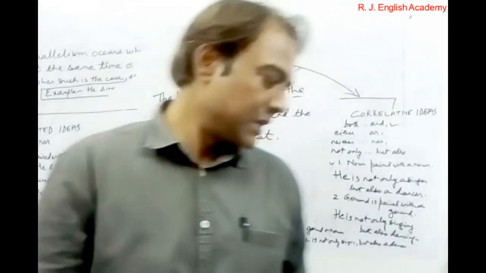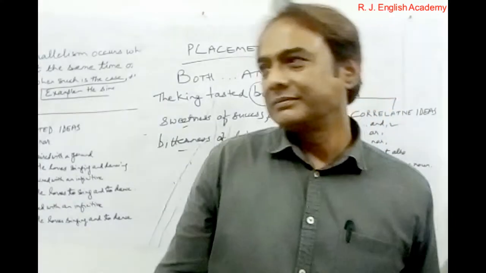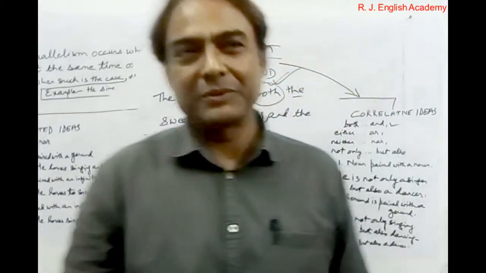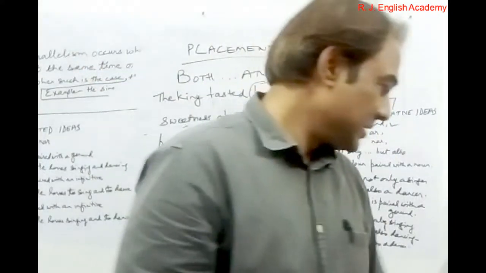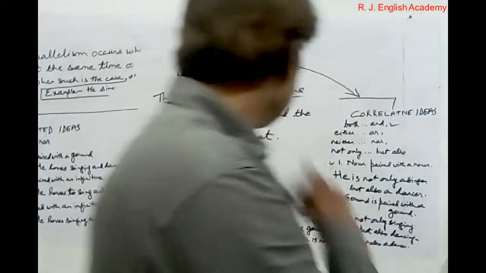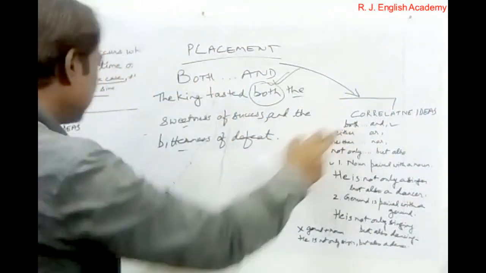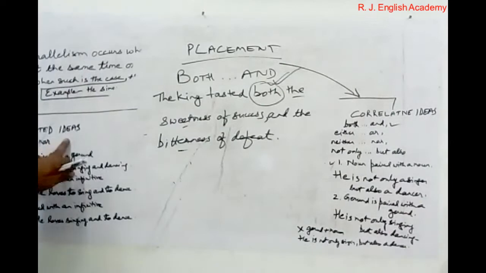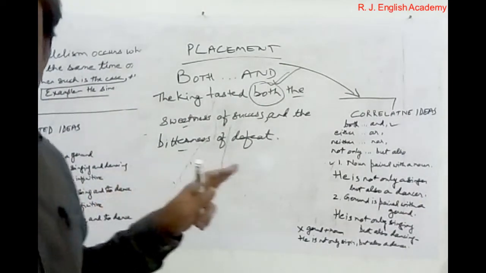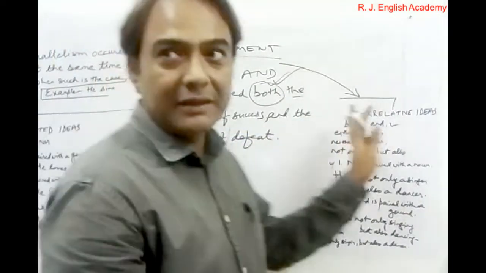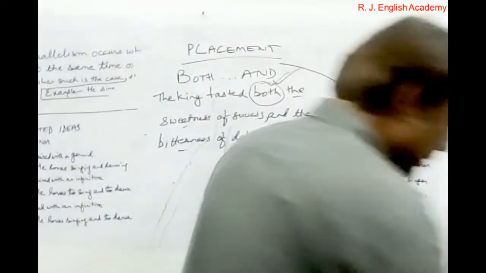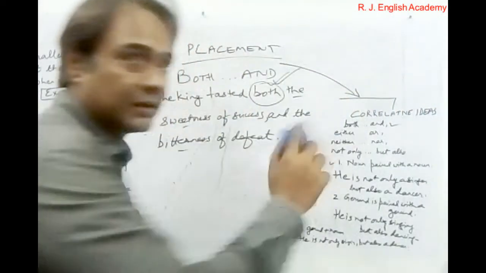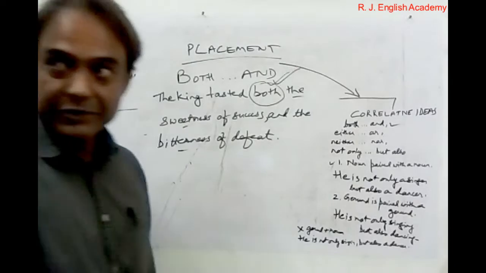Clear? Very simple. Once you know it, obviously it's very simple. So this is about correlative conjunctions. How to place it? Correlative ideas. So we have coordinated ideas, compared ideas, and correlative ideas. I'm wrapping it up. We proceed to the next topic.